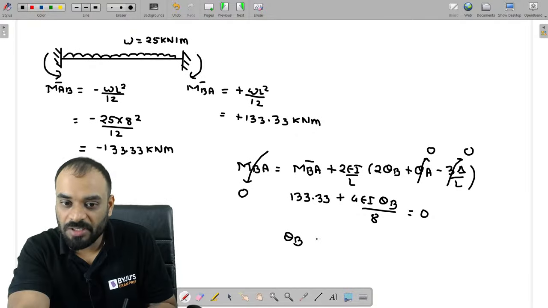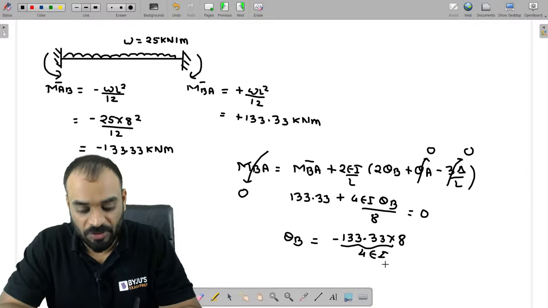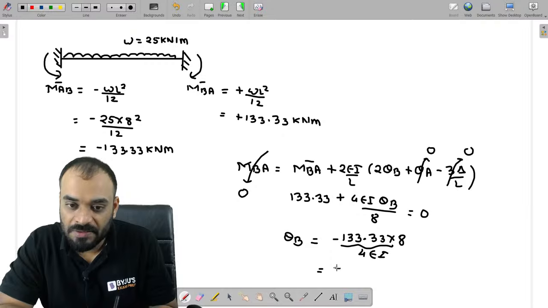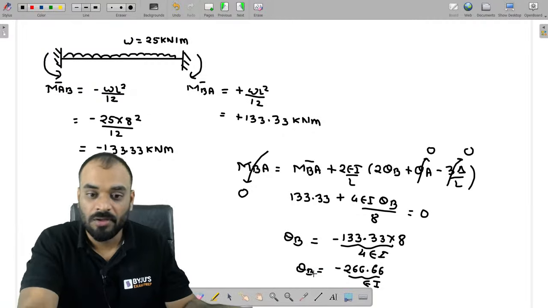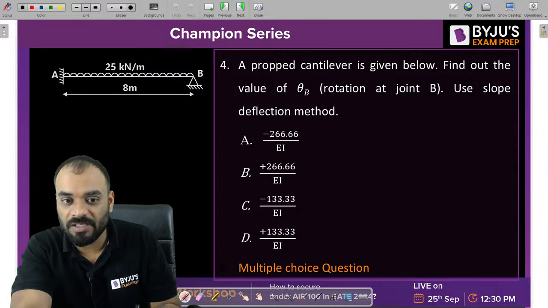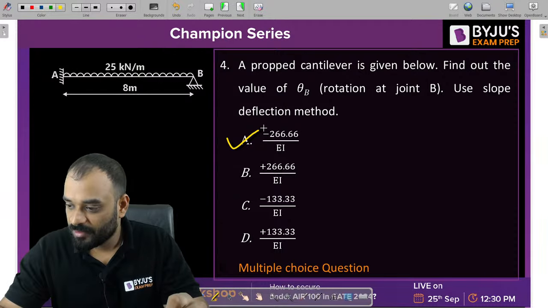Now what is the value of theta B? Can we calculate it easily? Minus 133.33 multiplied by 8 divided by 4EI. Let's calculate, guys, how much we are getting. We are getting a value of minus 266.66 divided by EI. So this is the value of theta B, which we are getting over here, right? So theta B is equal to minus 266.66 divided by EI. That's why A is the correct answer for question number 4. Clear? I hope all of you are able to understand the question very well.